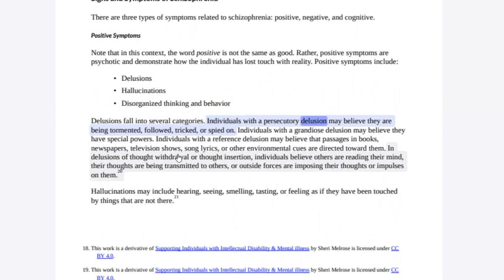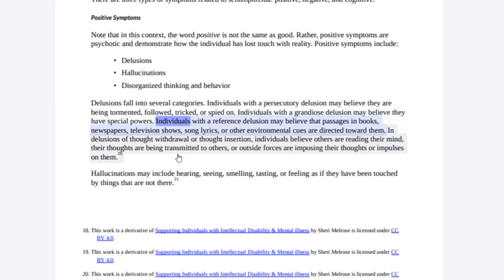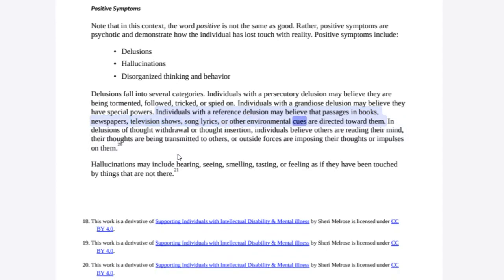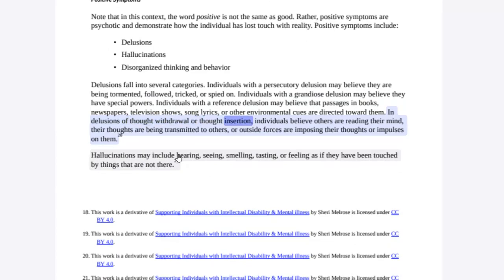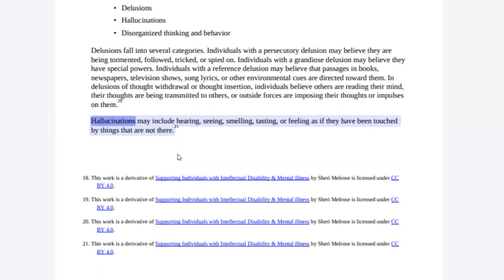Individuals with a persecutory delusion may believe they are being tormented, followed, tricked, or spied on. Individuals with a grandiose delusion may believe they have special powers. Individuals with a reference delusion may believe that passages in books, newspapers, television shows, song lyrics, or other environmental cues are directed toward them. In delusions of thought withdrawal or thought insertion, individuals believe others are reading their mind, their thoughts are being transmitted to others, or outside forces are imposing their thoughts or impulses on them. Hallucinations may include hearing, seeing, smelling, tasting, or feeling as if they have been touched by things that are not there.